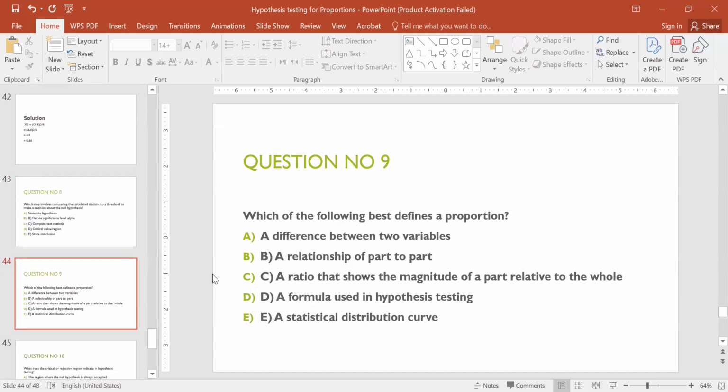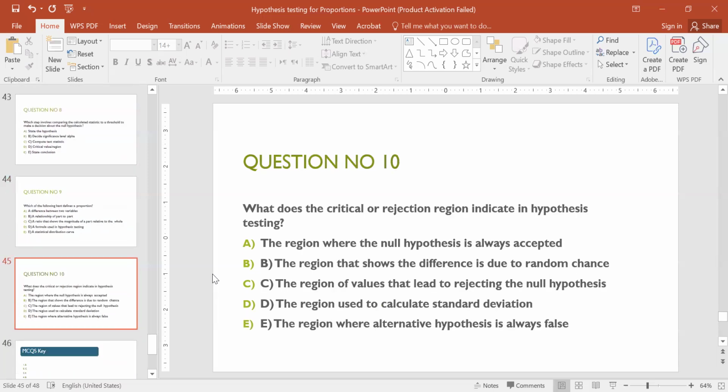Question number 9. Which of the following best defines a proportion? Option A, difference between two variables. Option B, a relationship of part to part. Option C, a ratio that shows the magnitude of a part relative to the whole. Option D, a formula used in hypothesis testing. And option E, a statistical distribution curve. Option C, a proportion is a part of the whole.